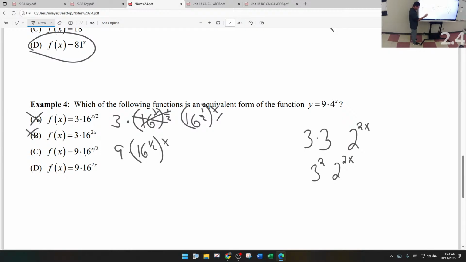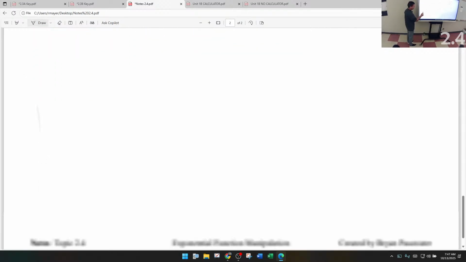This one is the same thing as, that's 16 squared. That's a big number. It's not 4. Okay? Beautiful.